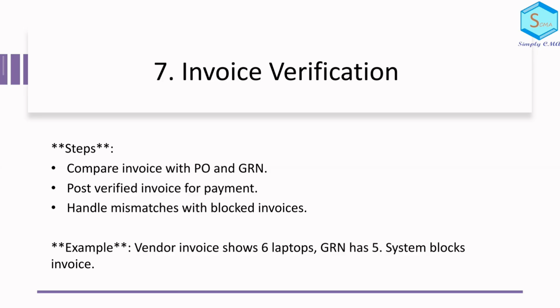Once the GRN is in place, the invoice is received from the vendor. Before payment, it must be verified against both POs and GRN. It has to be verified. Before payment, the accountant needs to check whether that invoice value is matching with PO and whether it is matching with GRN or not.